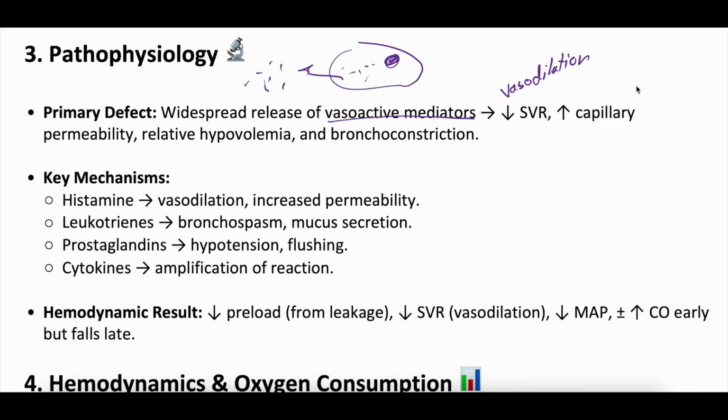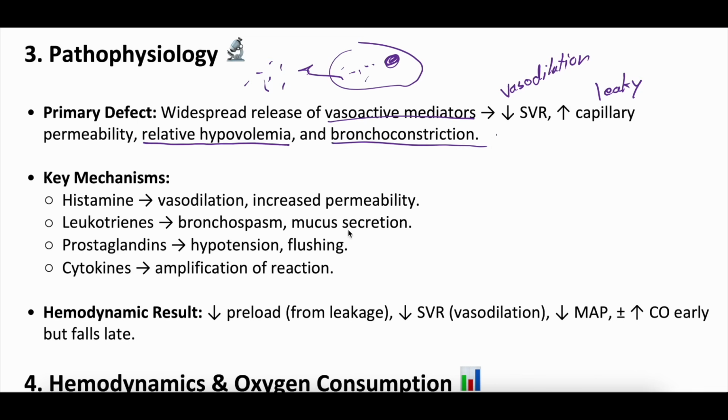You also get that increased capillary permeability, kind of those leaky capillaries. So some of your intravascular volume leaks out into the interstitial space, which leads to a relative hypovolemia. And then you can get bronchoconstriction, right? All these kind of upper airway and lower airway symptoms.